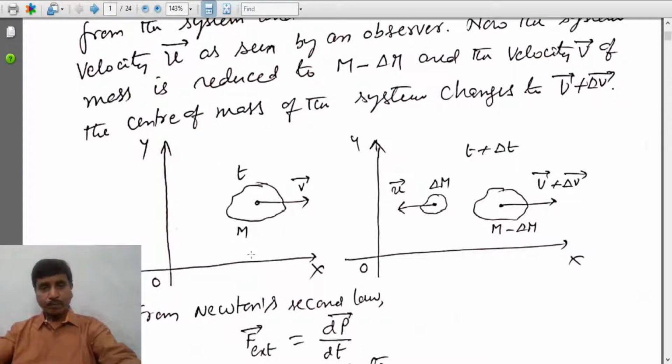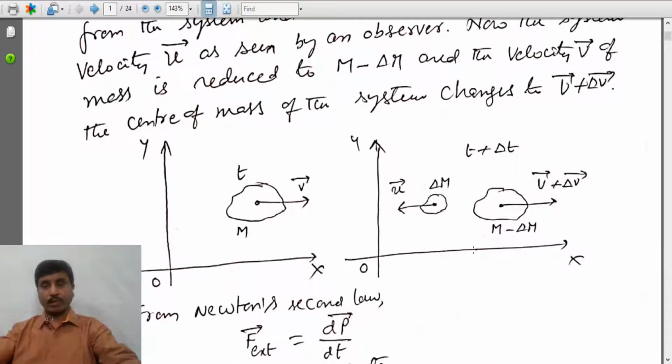In the first diagram, the combined system is shown. Here m is the mass of the system and v bar is the velocity of the center of mass at any instant of time t. In the second diagram, after a time interval t plus delta t, the motion of the system is shown. In this part, a small mass delta m has been ejected from the system and the ejected mass is moving with a velocity u bar.